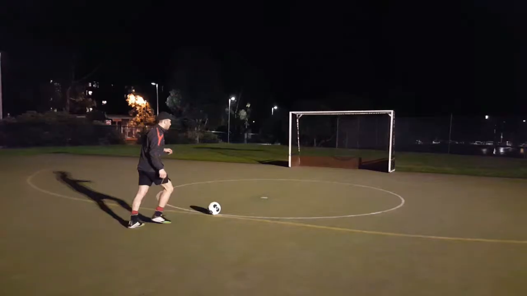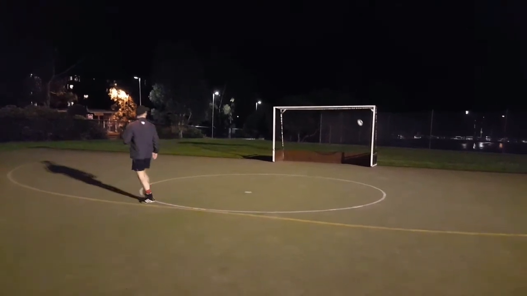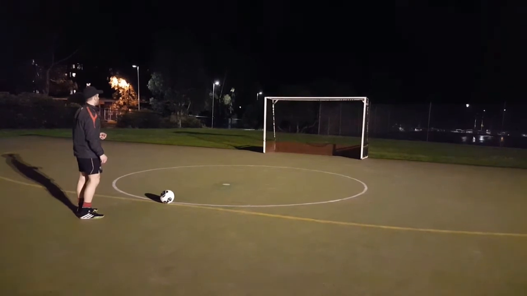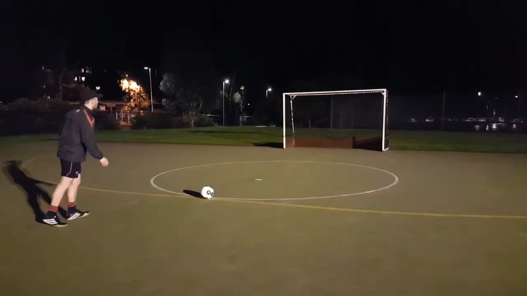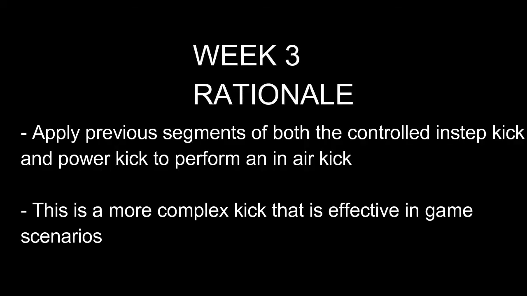By week 3, you should be into the associative stage of learning a penalty kick and ready to learn how to perform a controlled in-air kick. The controlled in-air kick uses the same elements as the power and controlled kick. We use a controlled in-air kick to create a larger amount of options for the instep kick, enabling us to kick the ball into the top of the net, not just on the ground.